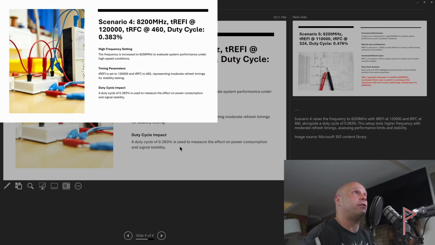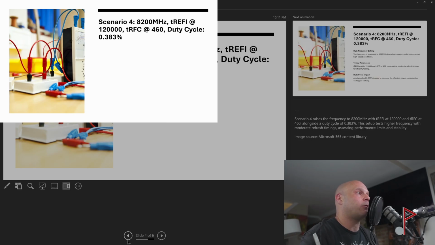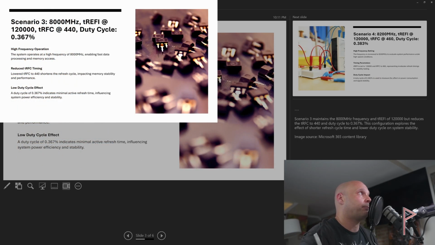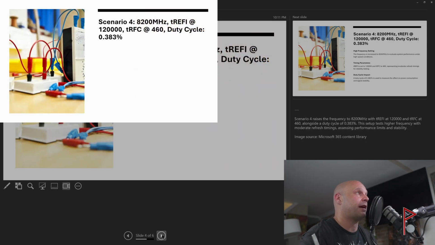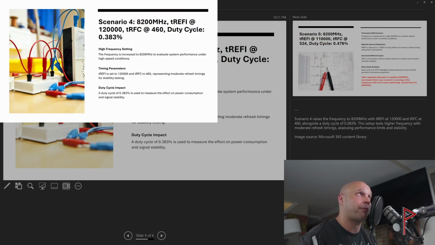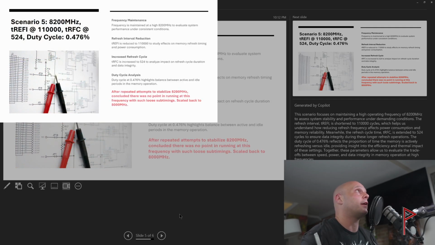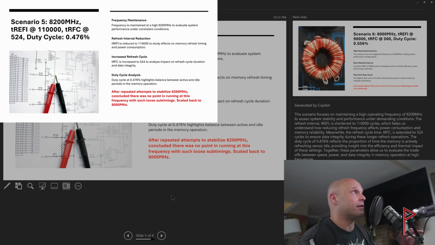Then we bumped it up to 8,200, keeping that same 3.7, whatever it was in the previous, that we got all the way down to 0.367% duty cycle. I kept that consistent with the math I showed you and got tRFC at 460. This was stable in Karhu for, I think, about 4 hours. So, you know, not too great, but not bad either. Then I was able to get an 11-hour Karhu pass later on at 8200, and this is where it was. This was at 500, so at 524.